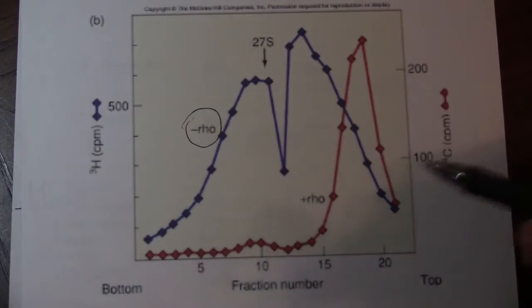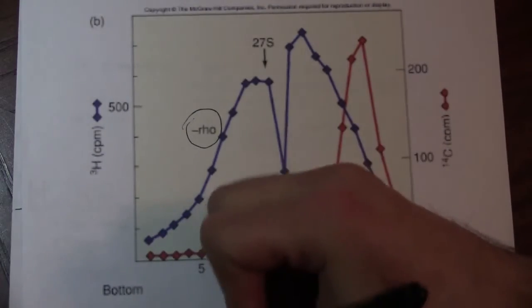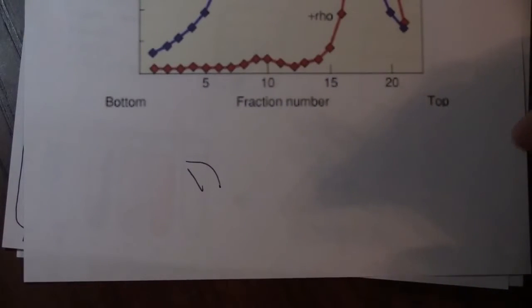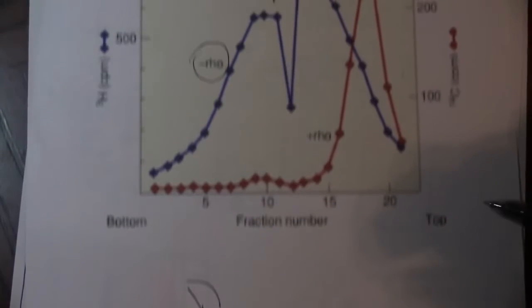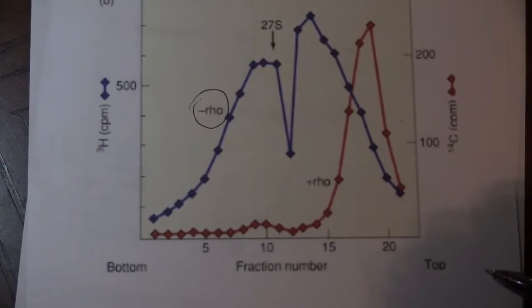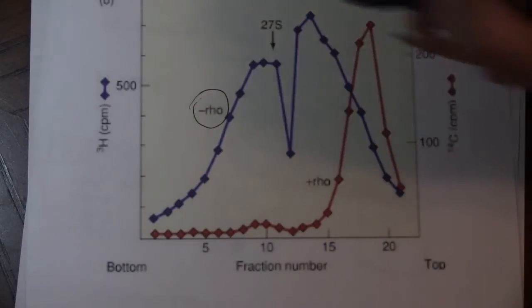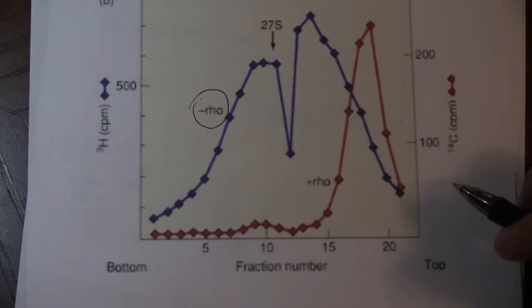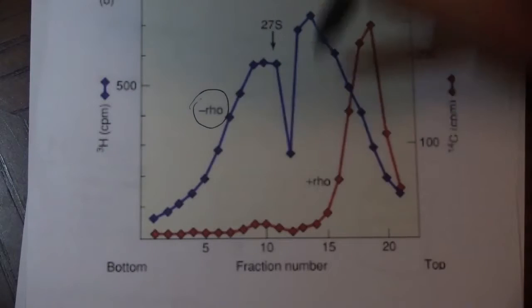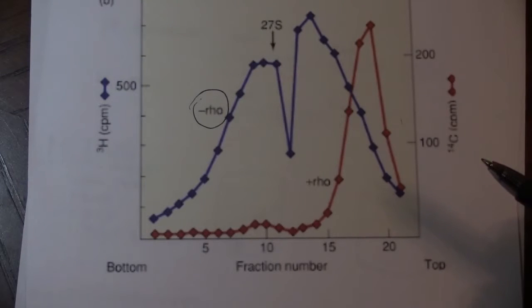Welcome back. Let's discuss what we can conclude. First, the transcripts made in the presence of Rho, seen in red, are generally shorter or found in larger fractions than the transcripts made not in the presence of Rho. Also, because the tritium-labeled RNA were not shortened when incubated with Rho, we can rule out Rho acting as an RNase. Therefore, this supports Roberts' suspicions.